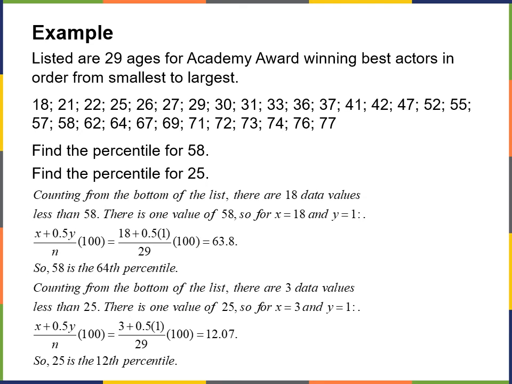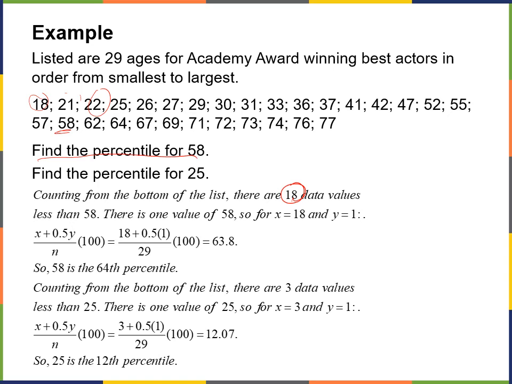So let's go back to those Academy Award winning Best Actors' ages, and they're arranged from smallest to largest. So we want to find the percentile for age 58. What percentile does that fall into? All right, so if we count from the bottom, 18, 21, 22, etc., count how many are strictly less than 58, but don't include 58 when you count. Okay? There are 18 data values that would fit that category.